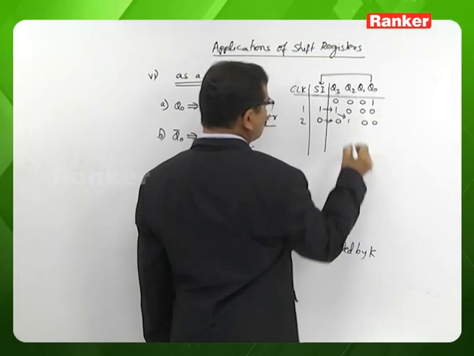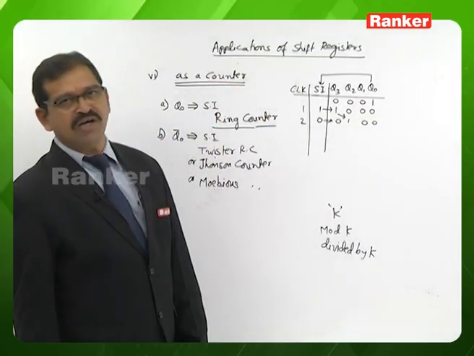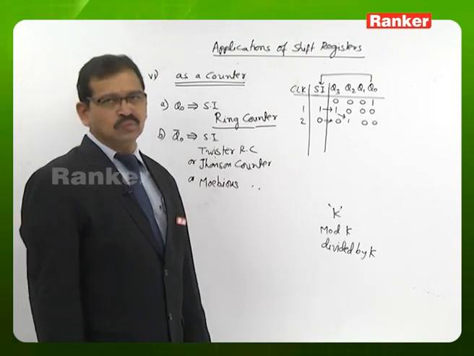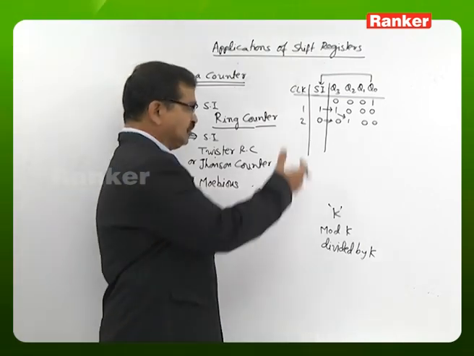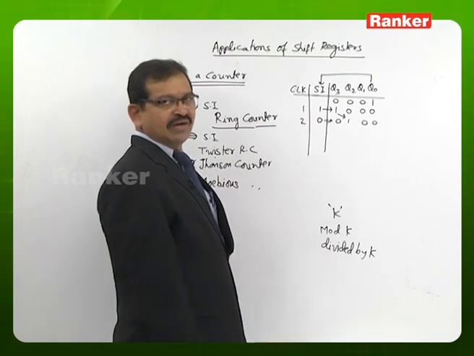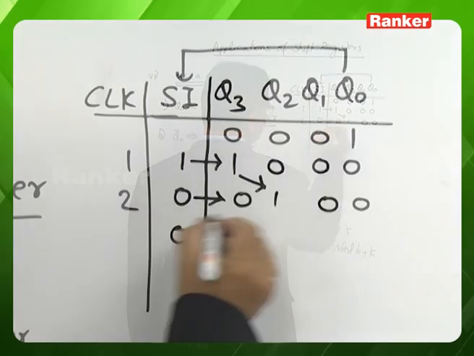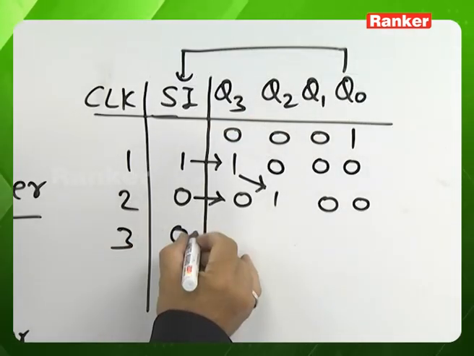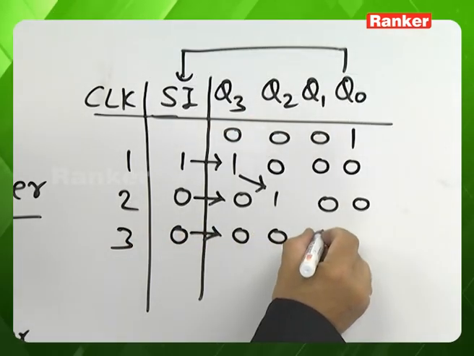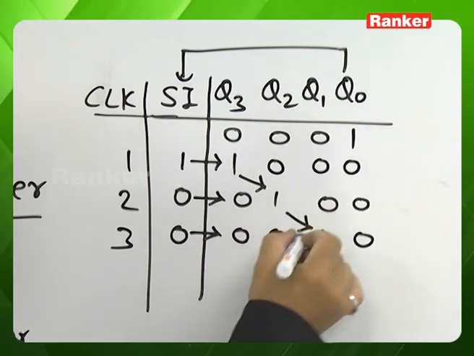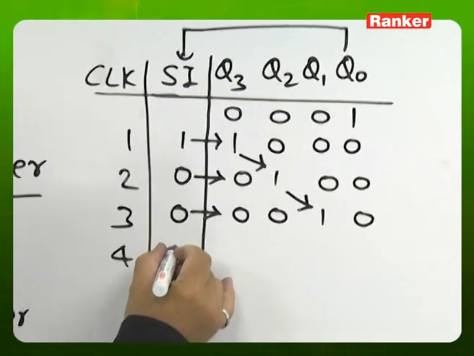Like this, we are supposed to go on, applying the clock pulses until the circuit is back to the initial state. So it is not the initial state, so we go on with further clock pulses. Before the third clock pulse, the serial input, if we look, is 0 because Q0 is 0. After the third clock pulse, the content in the register is going to look like this. So it is not the initial state, and we go on with further clock pulses.